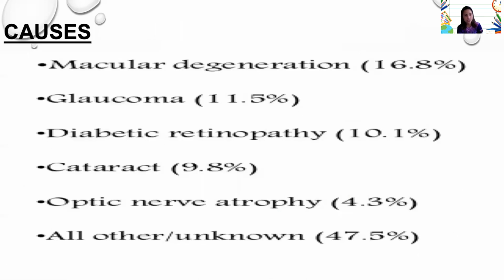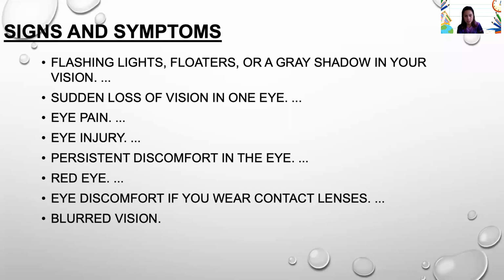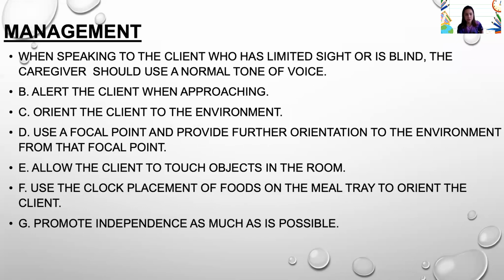So, causes nito is macular degeneration, glaucoma, diabetic retinopathy, cataract, optic nerve atrophy, and all other is unknown. Okay? Anong signs and symptoms nito? Flashing lights, floaters, sudden loss of vision, eye pain, eye injury, persistent discomfort in the eye, red eye discomfort, and blurred vision. When speaking to a client who has limited sight or is blind, the caregiver should use a normal tone or voice para hindi sila magulat.